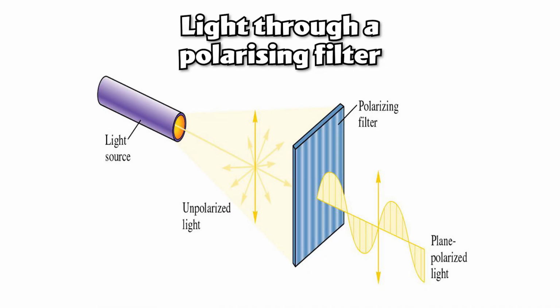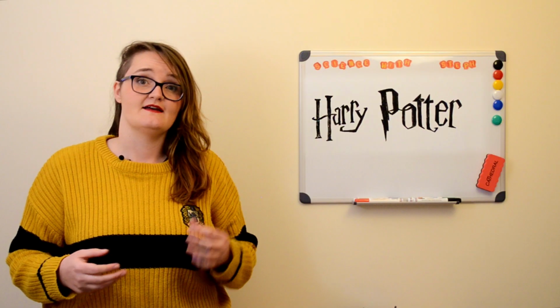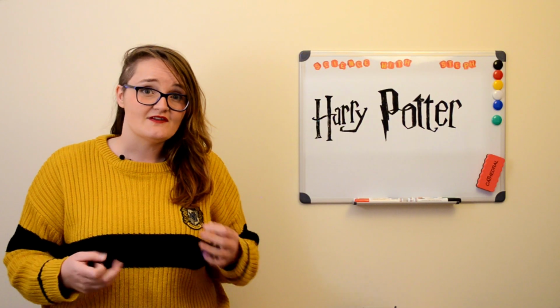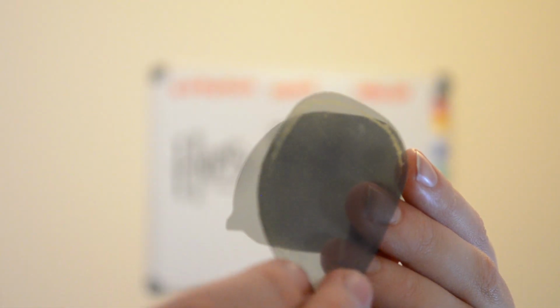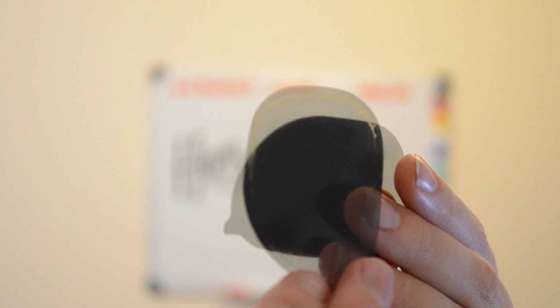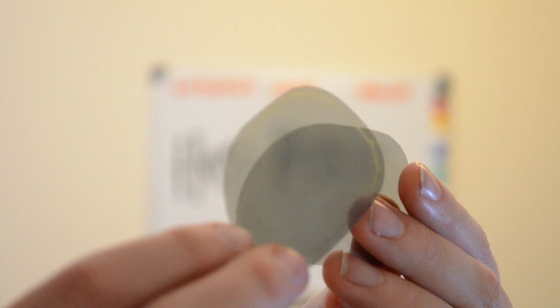Passing light through a polarizing filter reduces the amount or the intensity of light by about half. The resultant light is also polarized. Adding a second polarizing filter will only allow the component of light parallel to that filter to pass through.